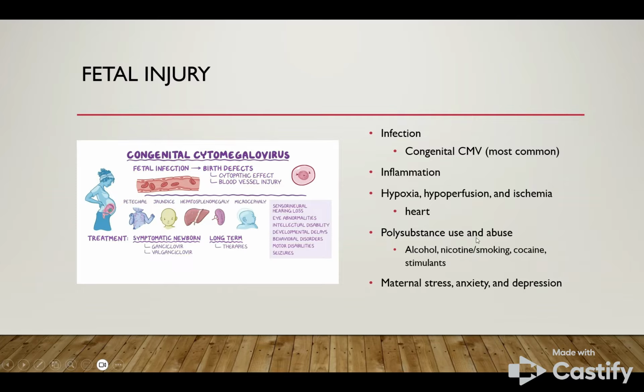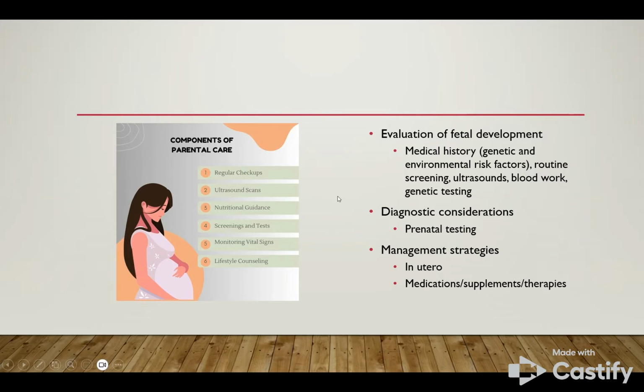There can be issues that result from substance abuse by the mother, including alcohol, nicotine, smoking, cocaine, and stimulants. We will have a whole chapter on environmental exposures. And also, maternal stress, anxiety, and depression can lead to injury to the fetus. That's why prenatal care is so important.